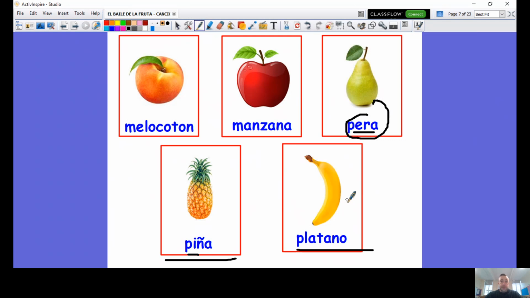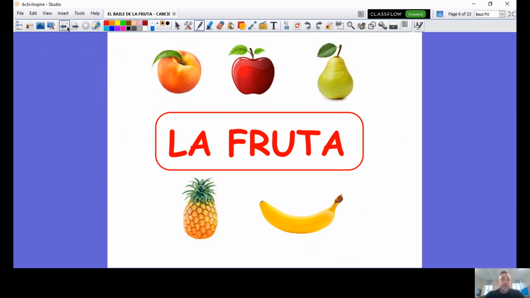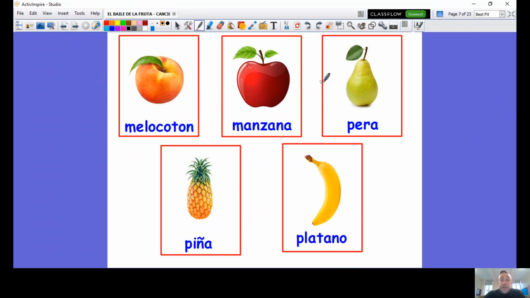Plátano. So, our first fruit, my turn, your turn, is melocotón. Manzana. Pera. Piña. Plátano. Now, if you remember, these fruits have a little move. Oops, excuse me, let's go back. Each one of these has a move. Let's have a look at the move.